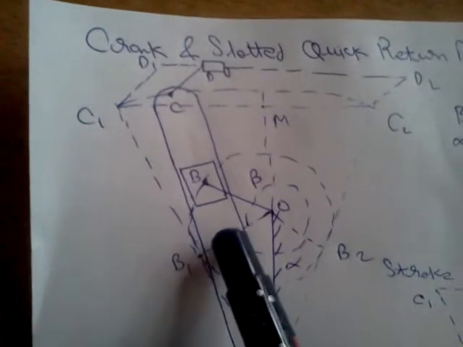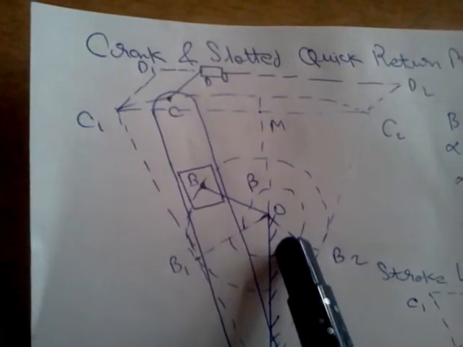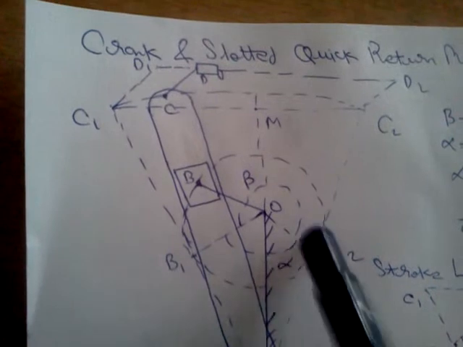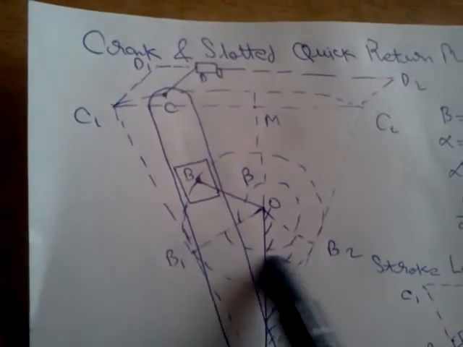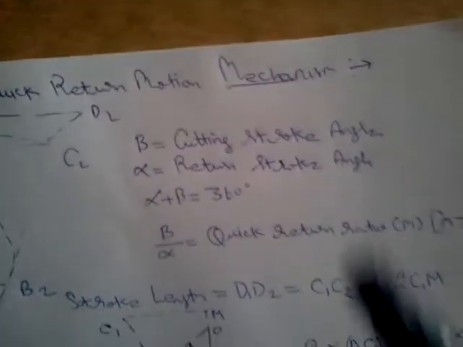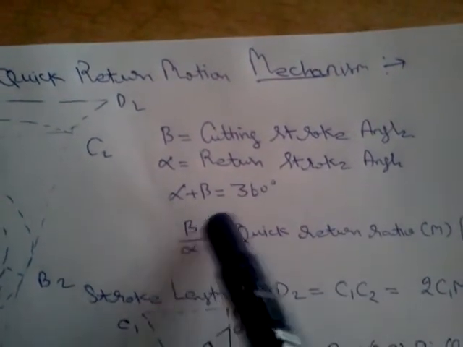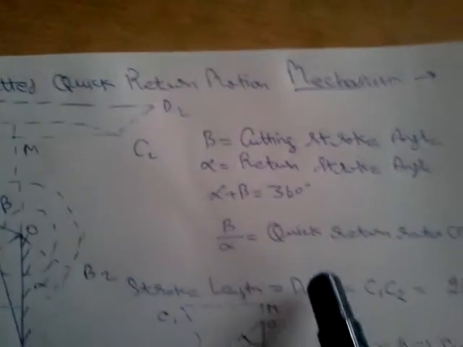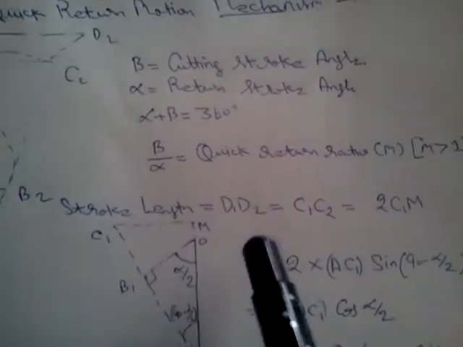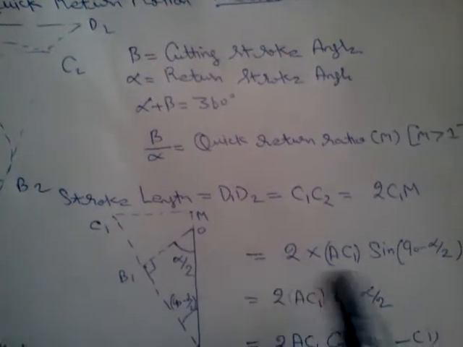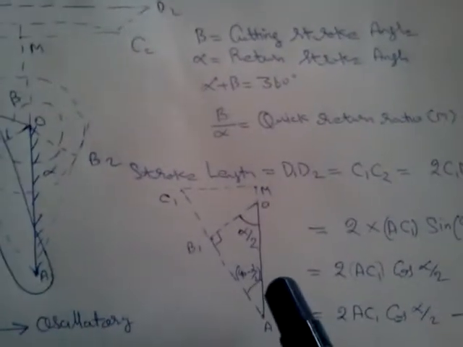Here first of all, I would like to give some parameters. Here this is the angle beta, and this is angle alpha. So now beta is the cutting stroke angle, and alpha is the return stroke angle, and alpha plus beta is equal to 360 degrees, and beta upon alpha is called the quick return ratio M, and is always greater than 1.